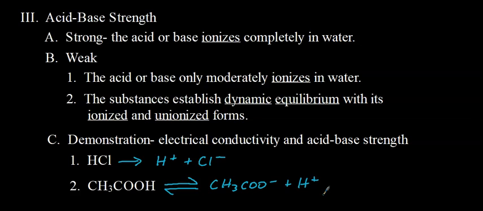So we got that equilibrium arrow, two-way arrow, implying that not all of the acetic acid molecules ionize. Some of them stay in solution unionized. And as a result, you get less ions in solution, and so that solution does not conduct electricity as well.